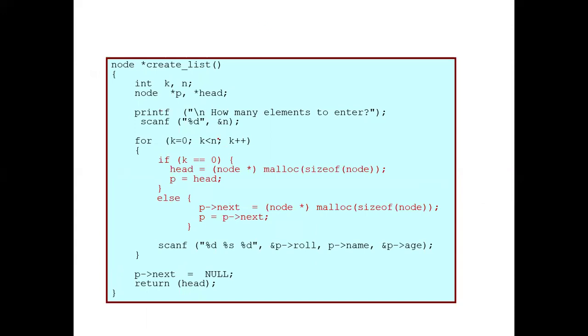Now we are going to see the code for creating a list of n nodes. First, we get how many elements we are going to enter. For example, I'm going to enter 10 elements, 0 to 10. If it is 0, that will be the head node, and I'm allocating the memory for that one. If it is not 0, it will be the next node. Using a dummy variable p, I'm allocating the memory, and using p equal to p next, I'm connecting the link between the nodes.